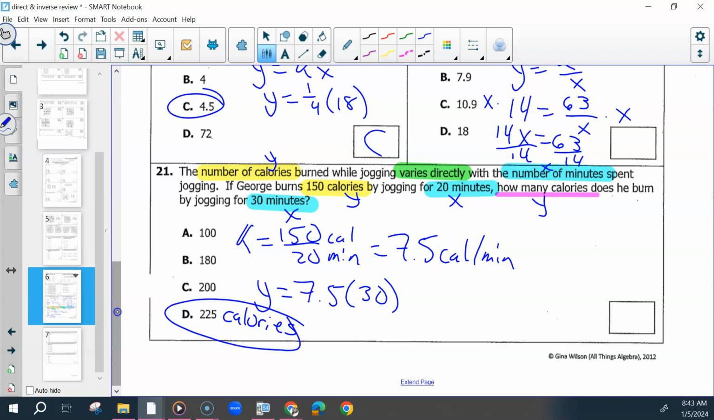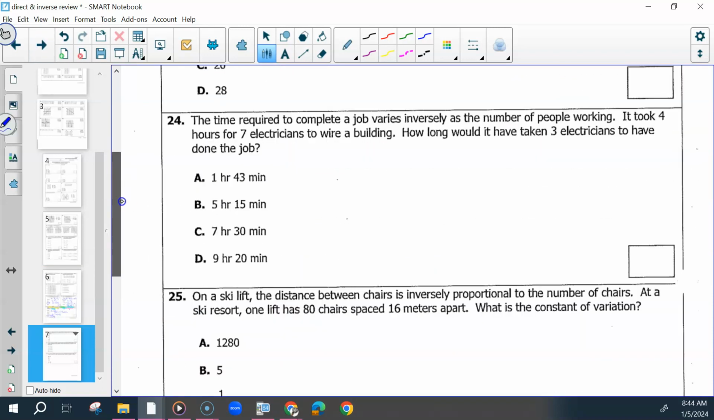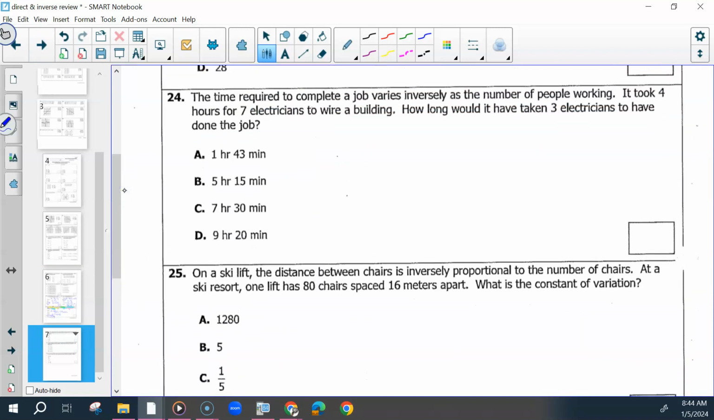Remember, if it doesn't say the word varies directly, varies inversely, any of those words, if they go up together or down together, that's direct. If one goes up and one goes down, that is inverse. Other questions? Can we do number 24? So number 24 on the back.